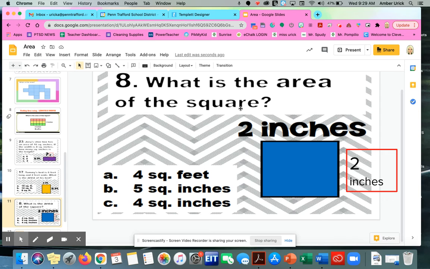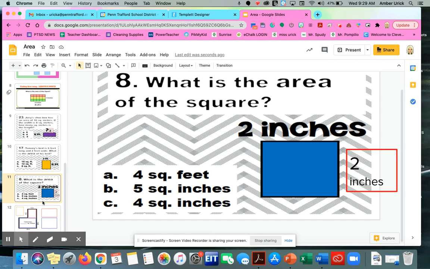They're trying to trick me. 2 times 2 is 4. Which one is labeled correctly? I see inches and inches over here. I better make sure I choose C that says square inches, not square feet. If I chose square feet, I would be marked incorrect on my test because we're not measuring in feet, correct? It is inches over here.